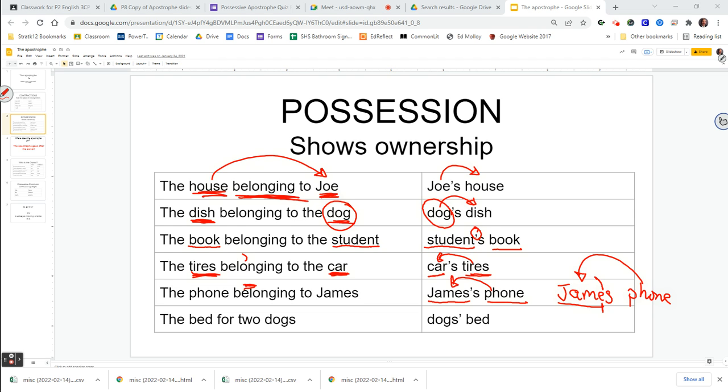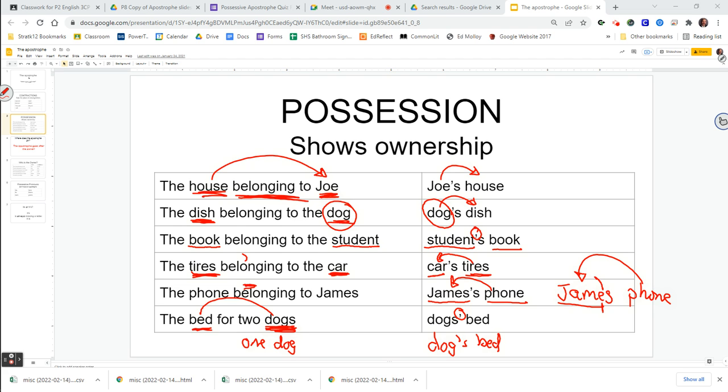If you had a bed for two dogs, two dogs have a bed. The apostrophe is going to go after dogs. Dogs' bed. Apostrophe is going to go here. If you had one dog, if you had the bed for one dog, notice the owner is just dog. So it would be the dog apostrophe S bed.